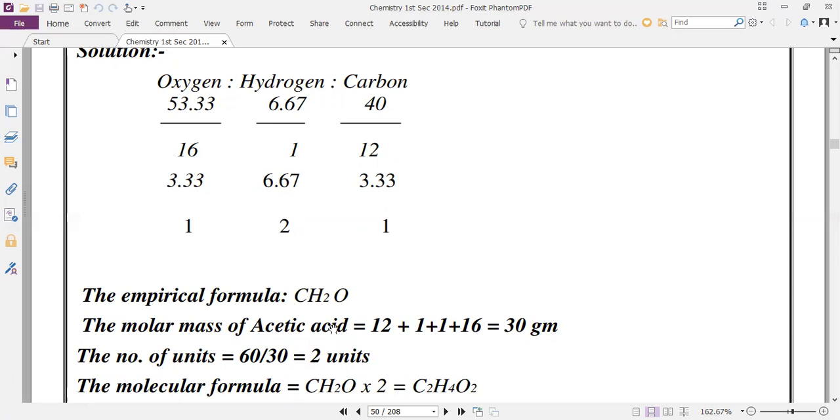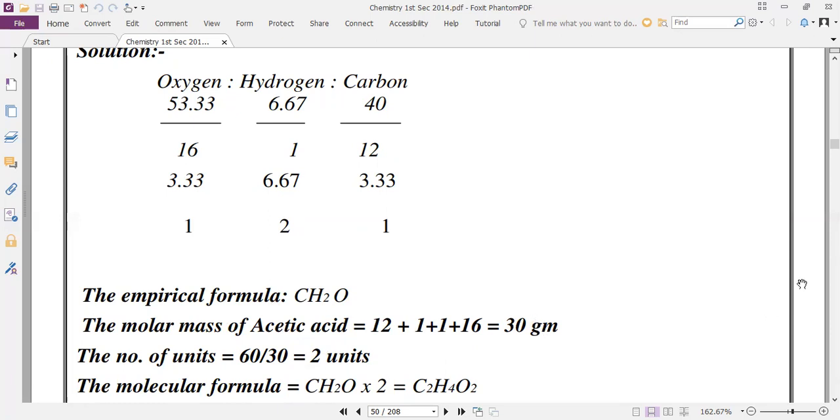12 plus 2 plus 16. C equals 12. H2: 1 plus 1. O: 16. So the molar mass equals what? 30 grams. Right. Now we are going to calculate the number of units.